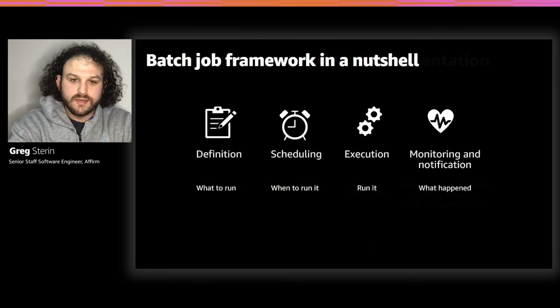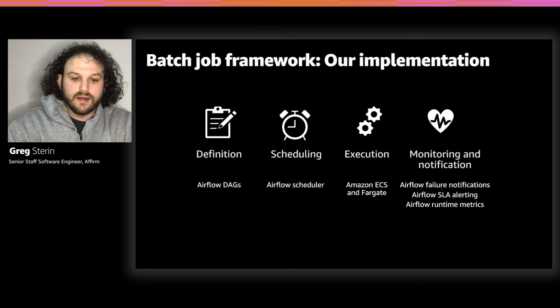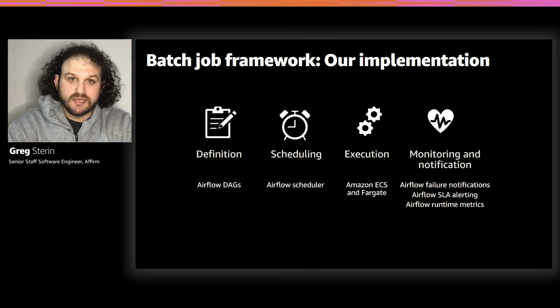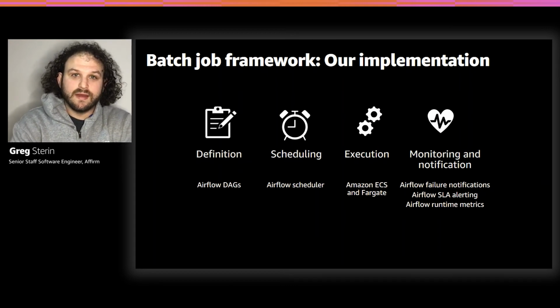So what we ended up doing is taking Airflow. And Airflow gives us the job definition with Airflow DAGs, a component called the Airflow Scheduler, which gives you a cron-like syntax that you can define your jobs with. And it gives us monitoring and notification. There's failure notifications, there's SLA monitoring, there's runtime metrics. But for the execution, because we wanted this dynamic execution engine, we ended up putting Amazon ECS with Fargate in there. And that gave us a lot of really nice benefits.